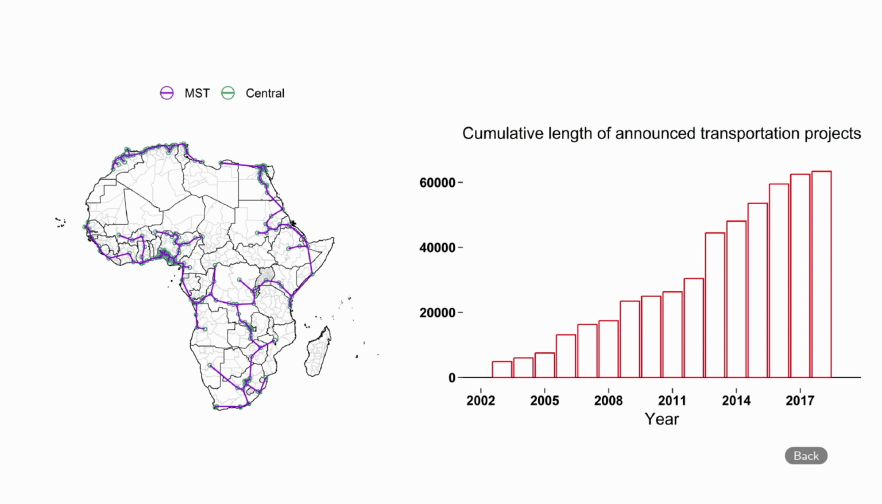And we interact it with the time-variant continent-wide cumulative length of these projects, whose annual increment is mainly driven by the financial capability of international and domestic donors. Okay, so what do we find?